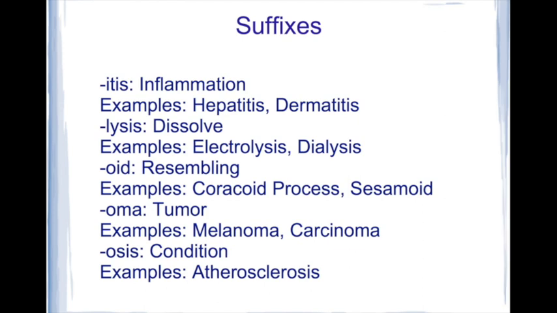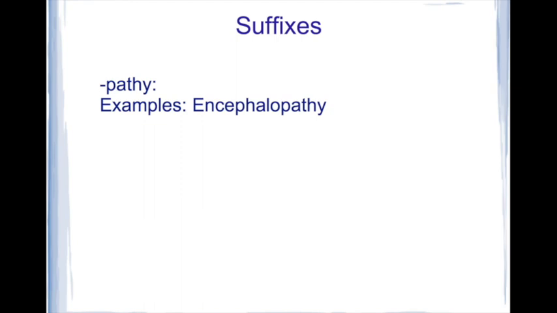Yeah, so, but for the most part, osis. Anytime you see osis, it's almost always going to mean some sort of condition. Pathy, like encephalopathy. Now, we kind of went over this a couple minutes ago. Path. Encephalo means brain. Chronic traumatic encephalopathy means there's something going on with the brain. It is a brain disease. Okay, so path, anytime you see path, it has something to do with disease. Pathogens are things that cause disease.